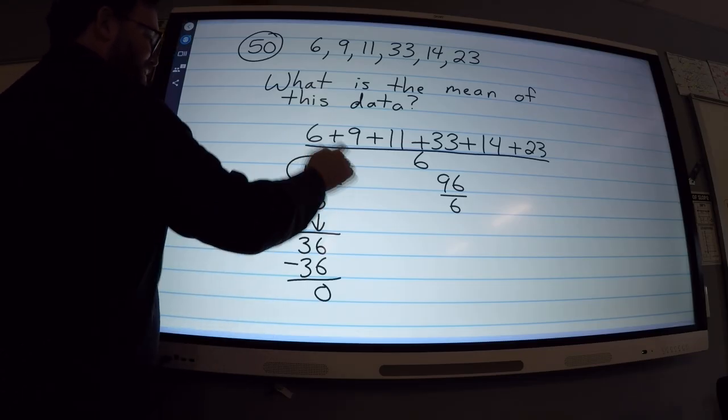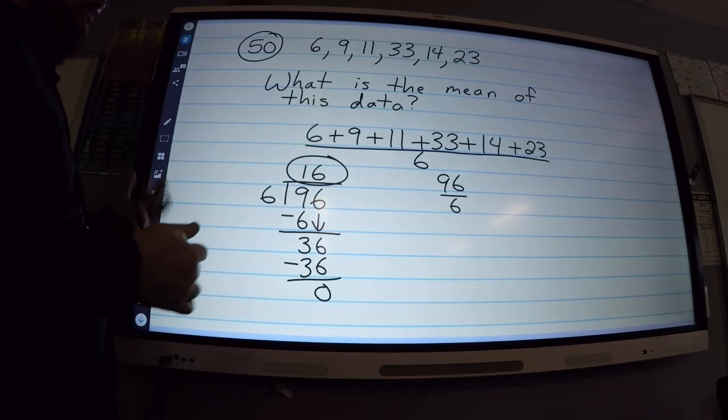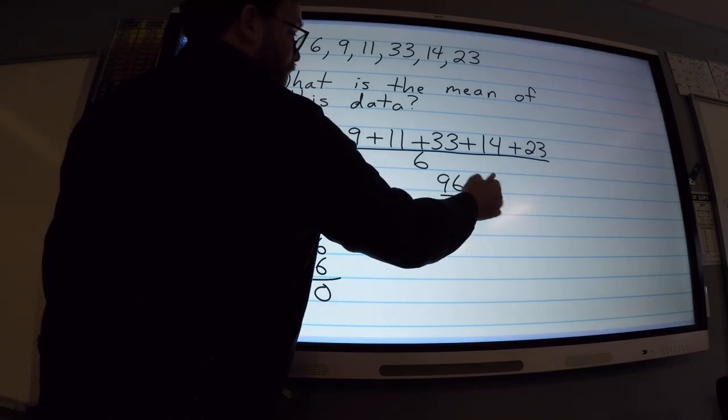So 16 is 96 divided by 6. 16 is therefore our mean.